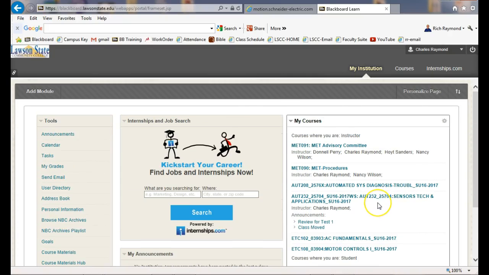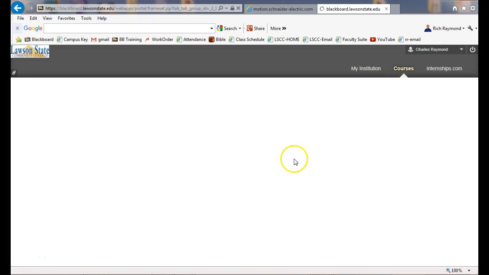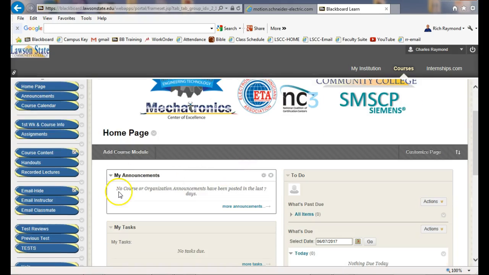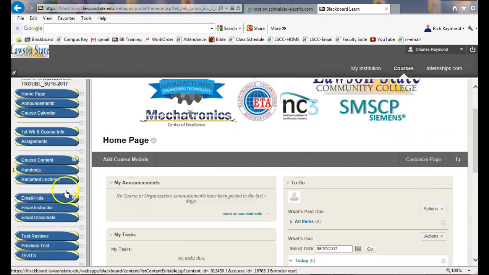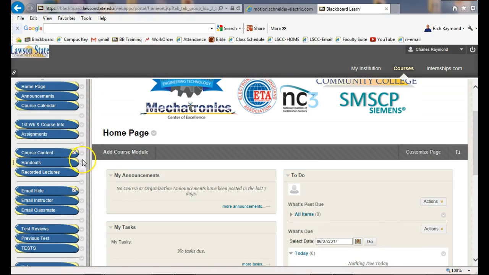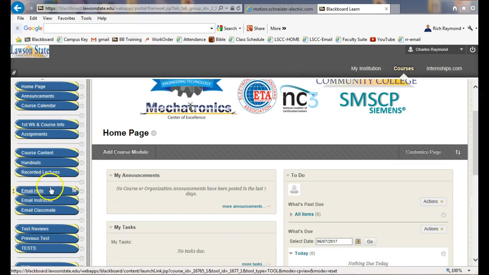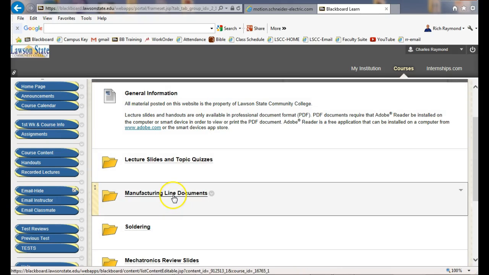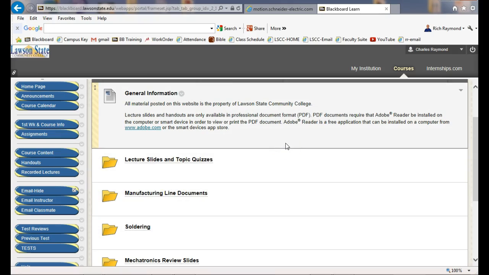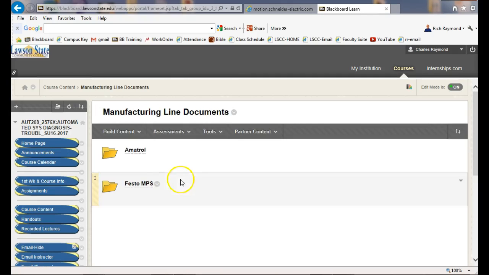So for every line, we have this. Some of them I don't have run off yet, so if you get on the module that we don't have it, then this would be where you'd go. It's inside course content, and then inside the manufacturing line documentation, and then the Amtro line.